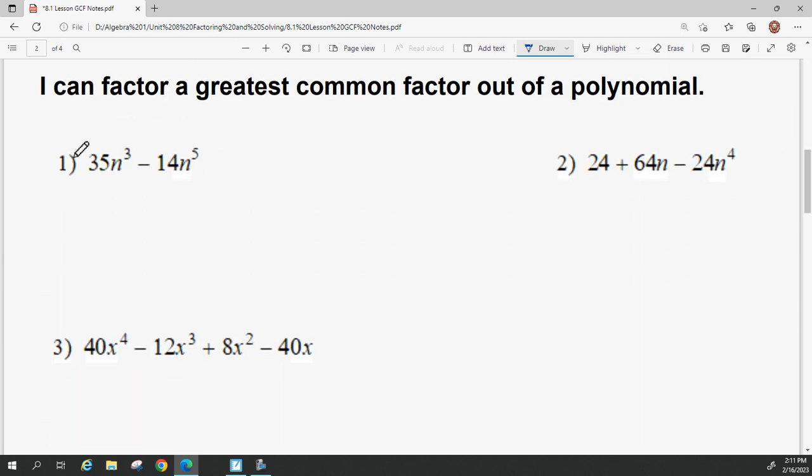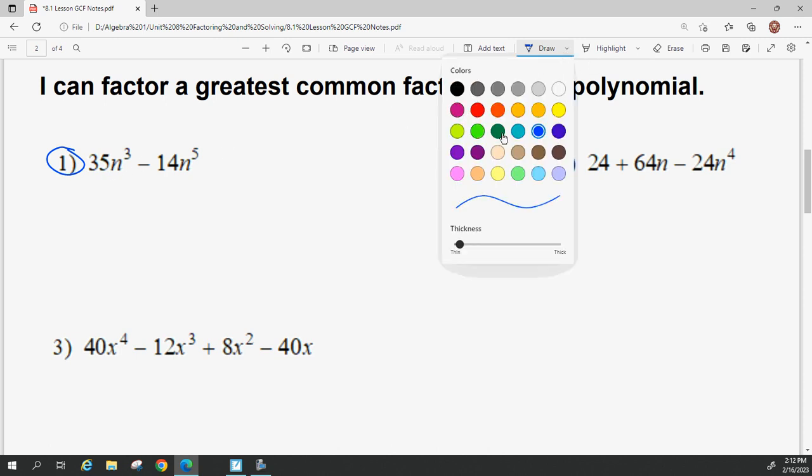And so if we look here at the first one, this is a polynomial with two terms. Both terms have an n and both terms have numbers. And so what we're trying to figure out is what is the biggest number and what's the biggest version or biggest power with n as its base that we can divide both of these things by evenly. And so it's probably easiest to start with the letters, even though that might be the thing that would scare you off.